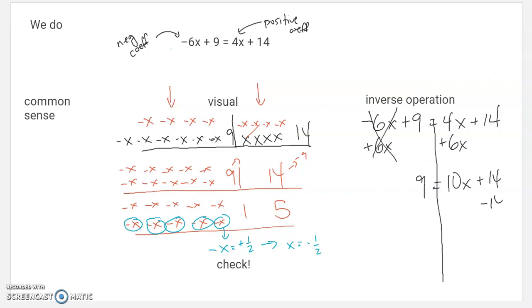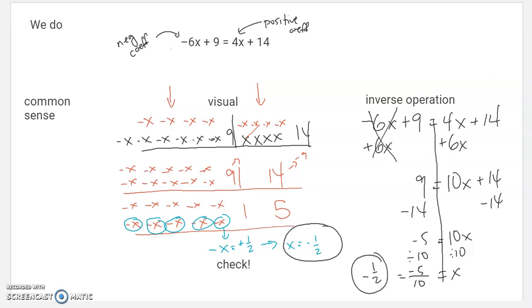And now not much to it. Subtract your 14. Divide by 10. And we get x equals negative 5 divided by 10, which is negative 1/2. Just like we found there. So that is what you do, guys, if you have positive x's on one side, and negative x's on the other: instead of taking something off both sides, you put some variables on both sides, and it all still works out.